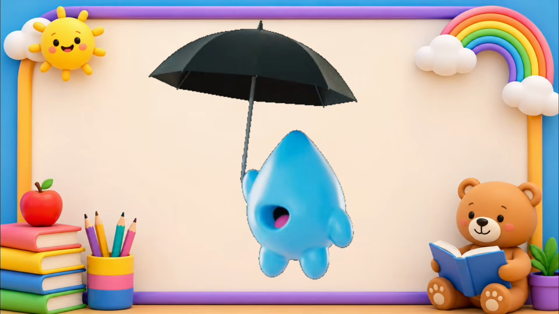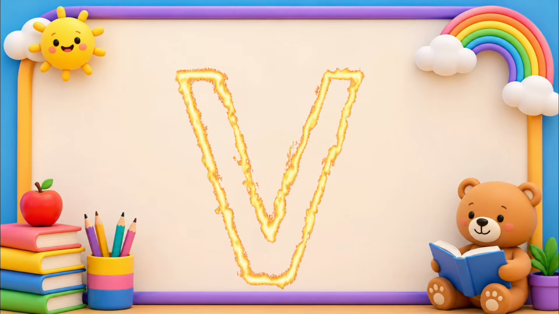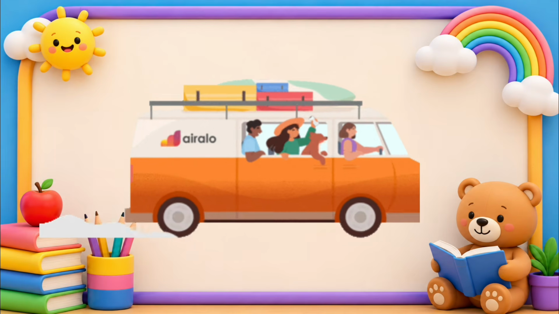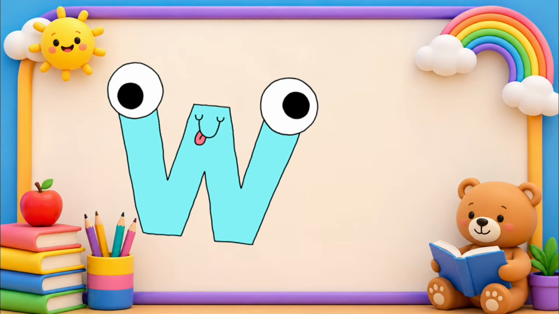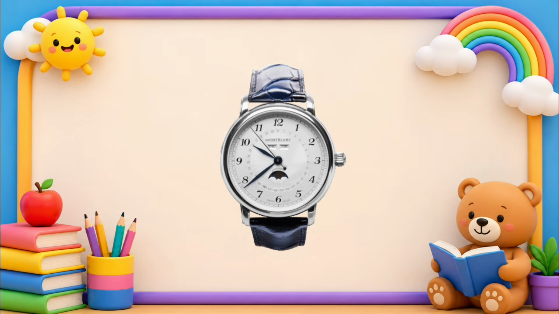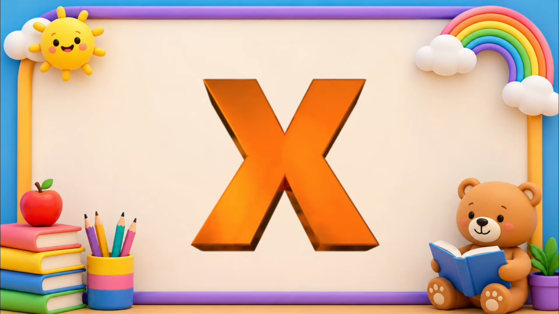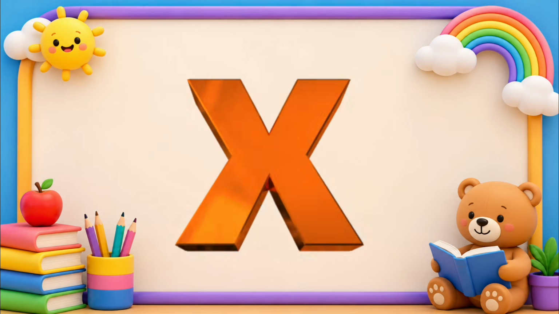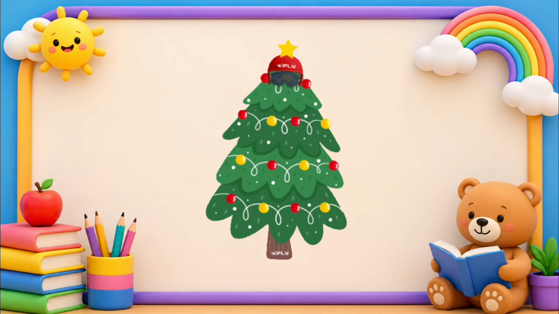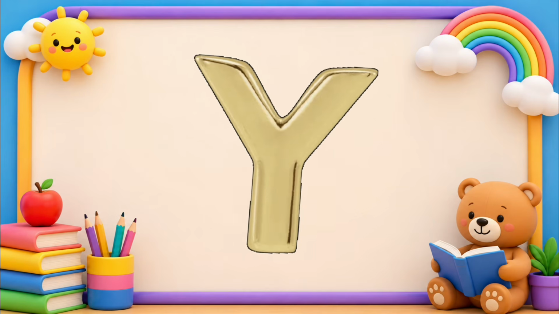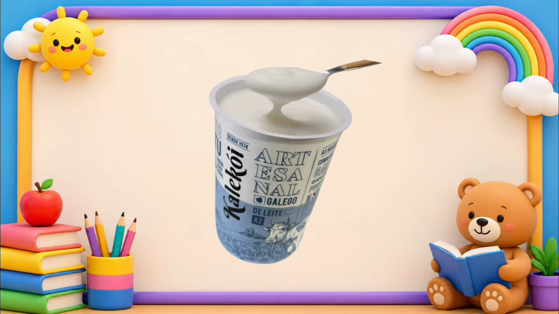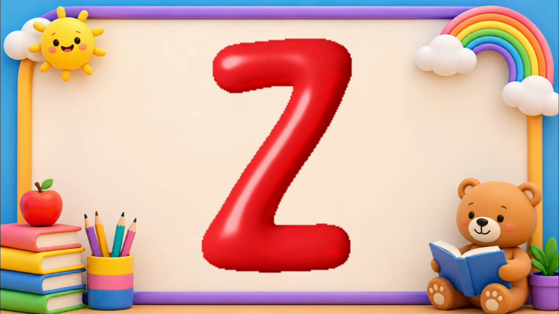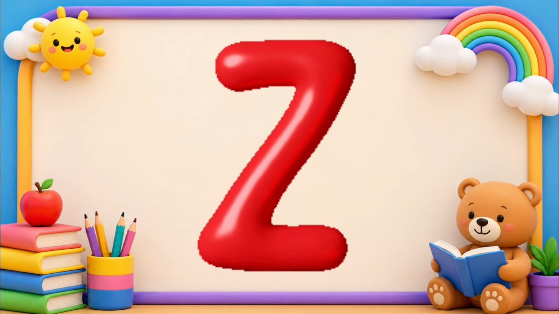Next is V. V. Van. Next is W. W. Watch. Next is X. X. X makes "ks". Next is Y. Y. Yogurt. Next is Z. Z. Zero.